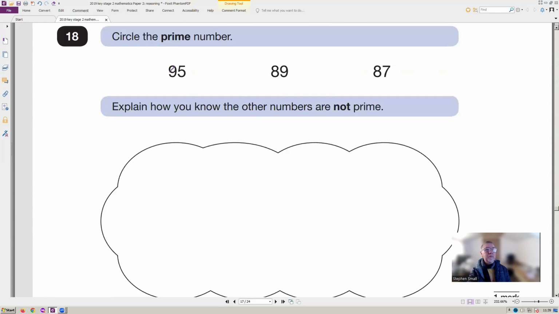Circle the prime number. Well, this one isn't prime because it divides by 5. 5 goes into it because it ends in 5, so not that one. So not that one. 89. Well, I think, which one is it now?